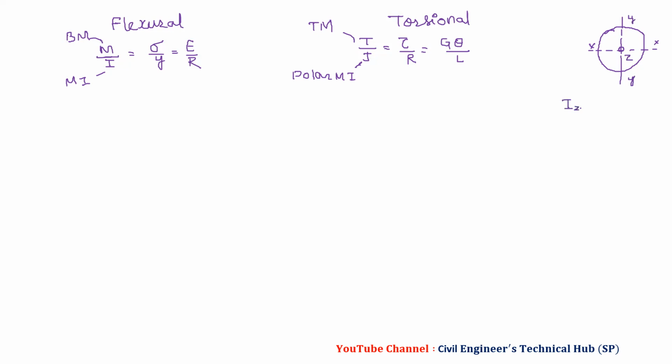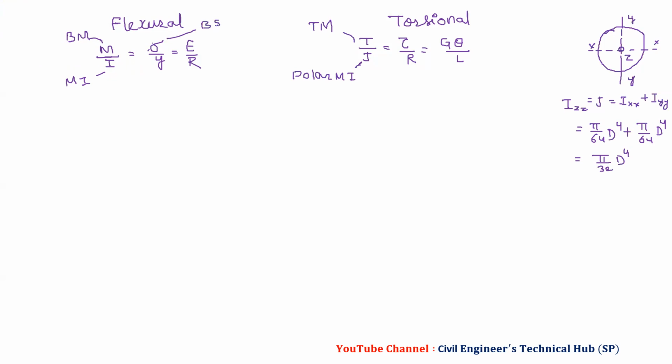And Izz is nothing but J, and that is equal to Ixx plus Iyy, which is pi by 64 d to the power 4 plus pi by 64 d to the power 4. If we add this, we will get pi by 32 d to the power 4. And for I in the bending equation, we have Ixx or Iyy depending upon the load, with Ixx equal to pi by 64 d to the power 4.